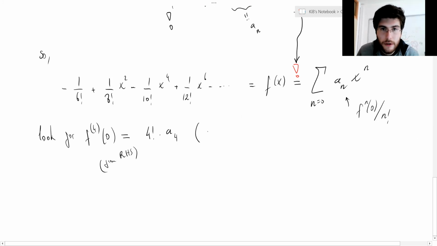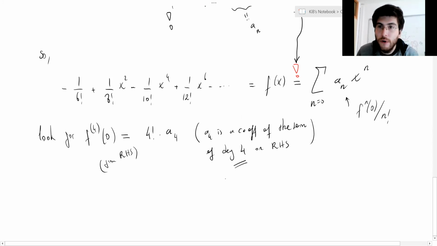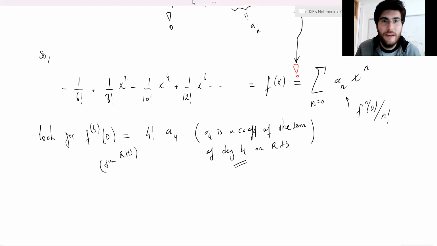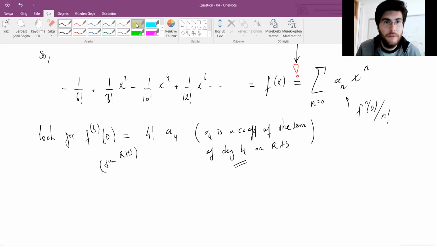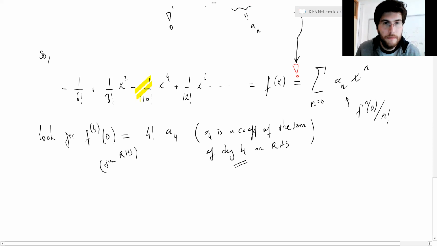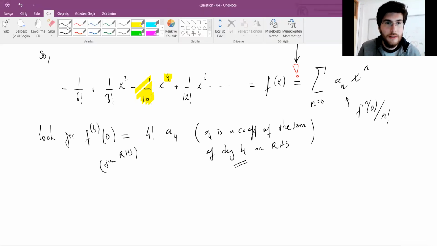Okay, so a4 is the coefficient of the term of degree 4 on the right-hand side. So just look at the coefficients of the degree 4 term on the left-hand side. And here is the coefficient you are looking for. Right? This one. This is degree 4. And therefore, what does it tell us?